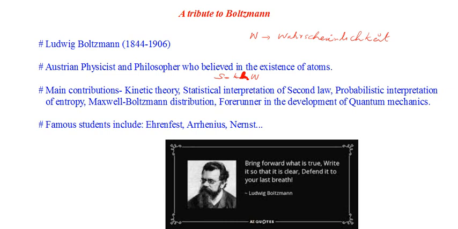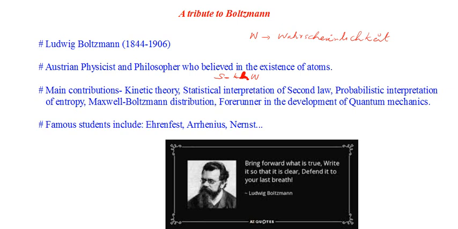Right. Okay, so this is W, and this German word means the probability of occurrence of a microstate. Probability of occurrence of a microstate, and that's a German word. So that is why this particular W is taken here in this equation.